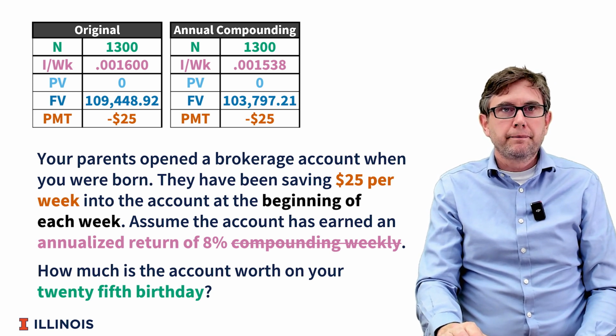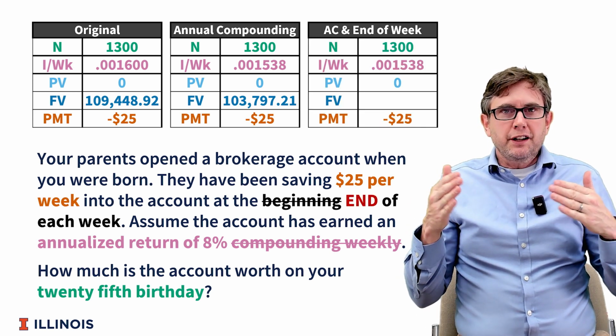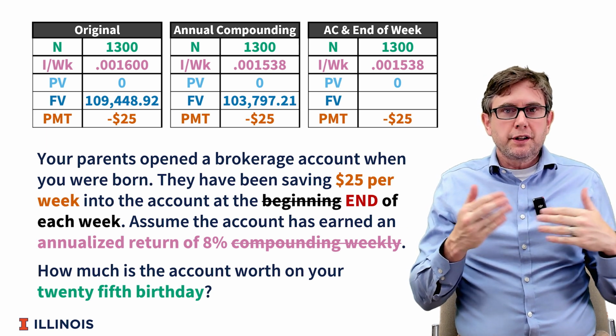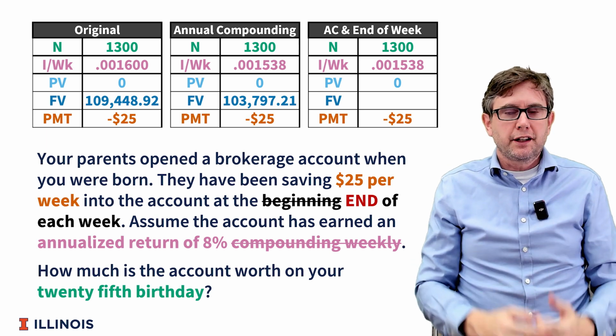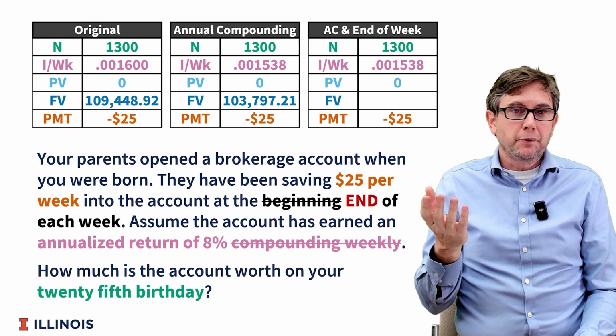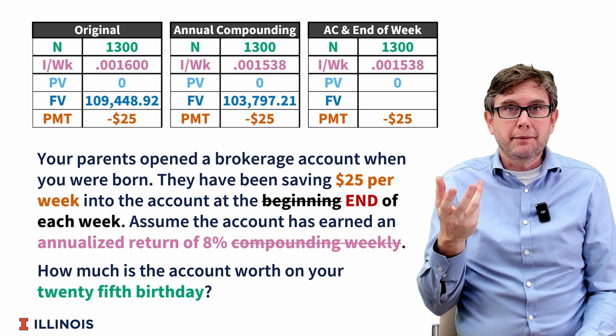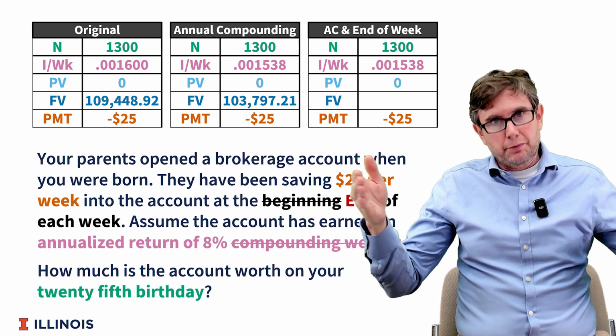Let's make another one. All right, we were saving at the beginning of each week. Everything was an annuity due. What happens if now it's an ordinary annuity? Is it going to change it that much? And I'll be honest, a weekly problem, it's actually not going to change it that much. Annual problems, you'd see a much bigger change.